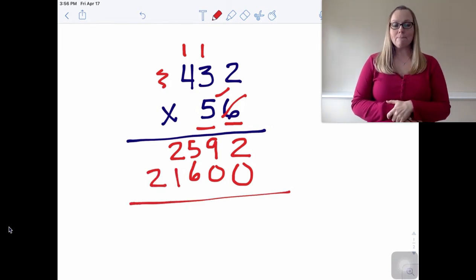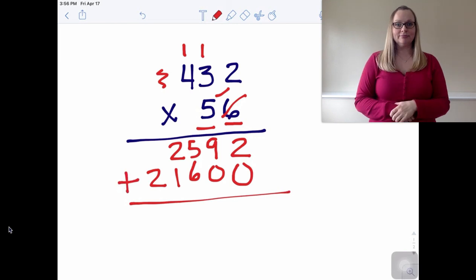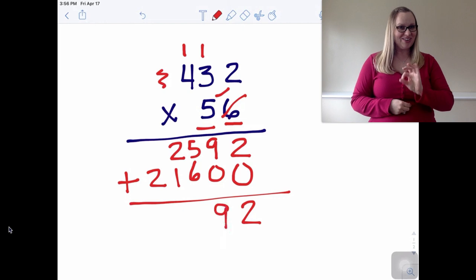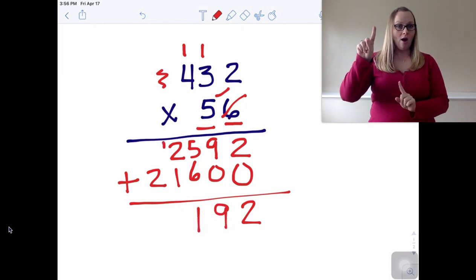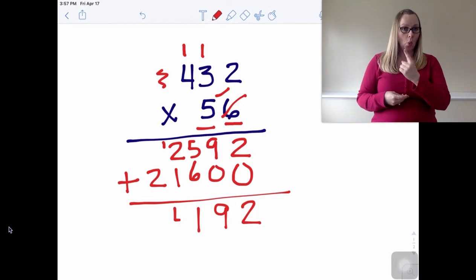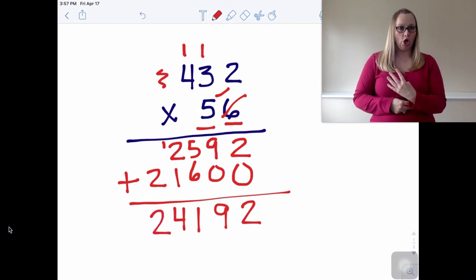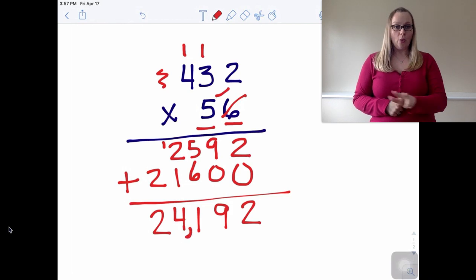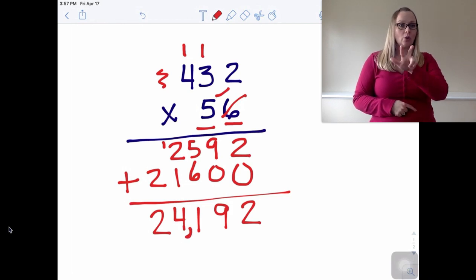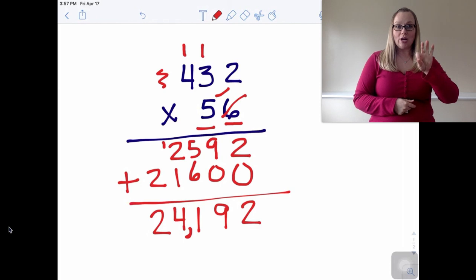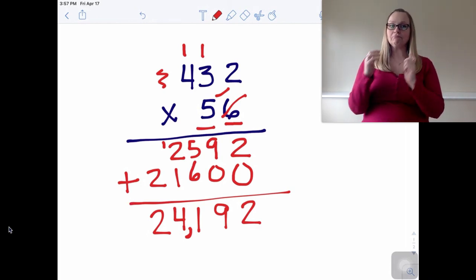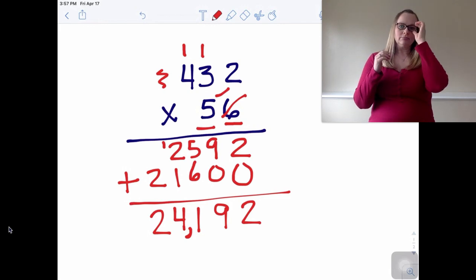Now we're going to add our 2 lines. 2 plus 0 is 2. 9 plus 0 is 9. 5 plus 6 is 11. Carry the 1, put down the 1. 2 plus 1 is 3, plus 1 more is 4, and the 2. And remember, we go 3 numbers in with our comma for the answer to be 24,192.